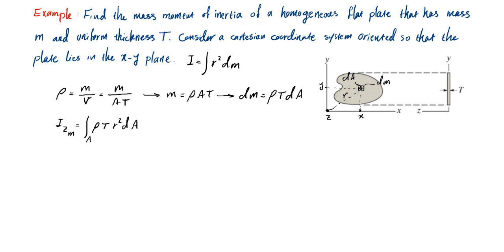Well, rho t comes out, integral r squared dA over area. Now what is this? This is what we have seen before. We have to take this integral, but we don't really need to calculate that because this is something that we have seen before. This is nothing but the polar area moment of inertia. If you remember again from statics, this is polar area moment of inertia.